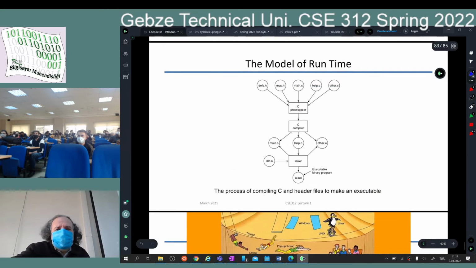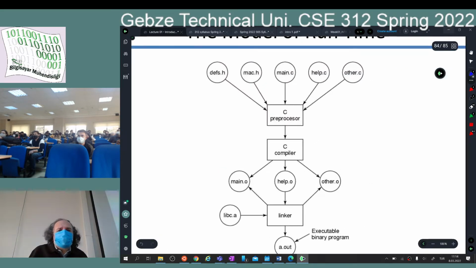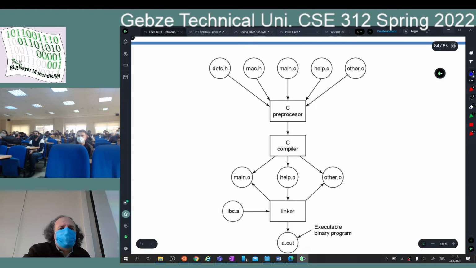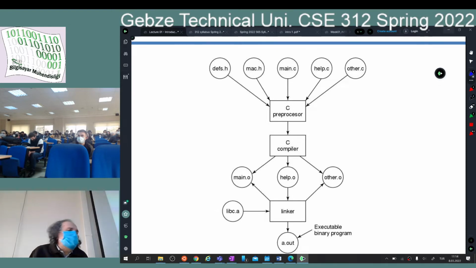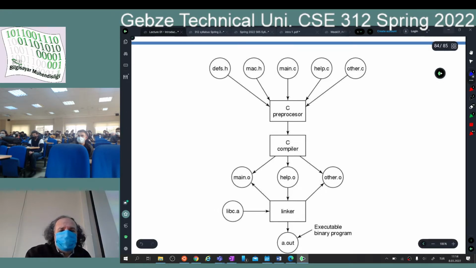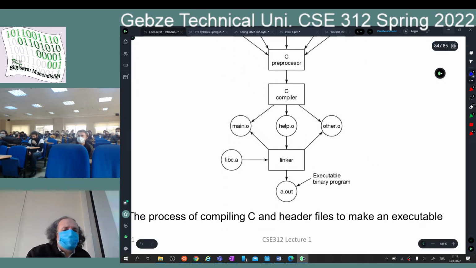Okay, so we know these. This is how the C programs work. We have the header files. We have the C source codes. We pass them through a preprocessor. So the preprocessor handles all the includes and the defines and everything. This will produce a C file. With the C file, I can compile them. I make them into object files, and then I link them with my libraries, and this will produce an executable program, right?